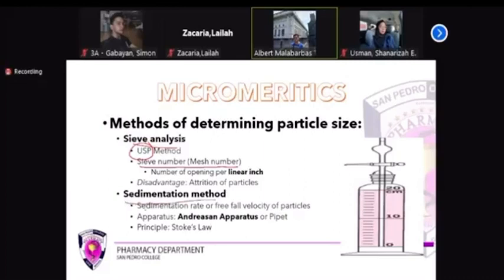Sedimentation method measures the sedimentation rate using an Andreasen apparatus. That is the apparatus used. It is said that if a particle has a greater size, it settles down faster, it sediments faster. So the principle of sedimentation is under Stokes' law.